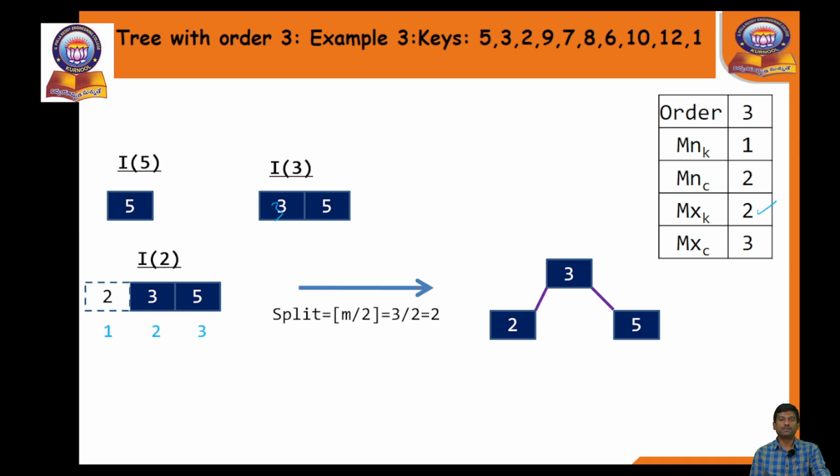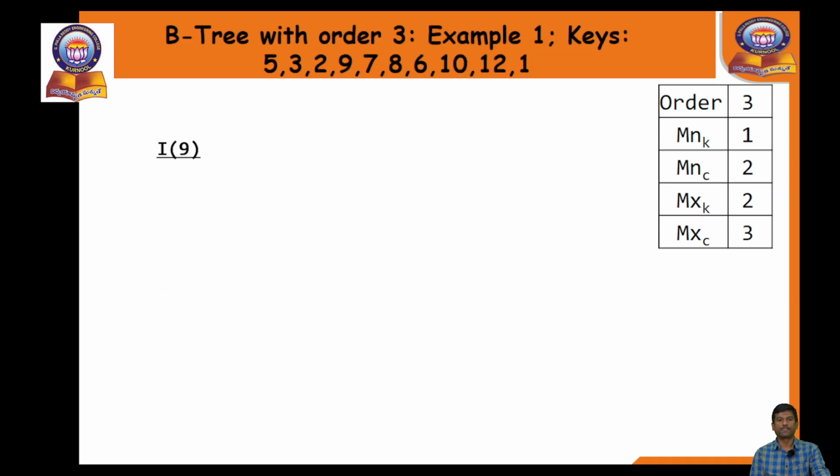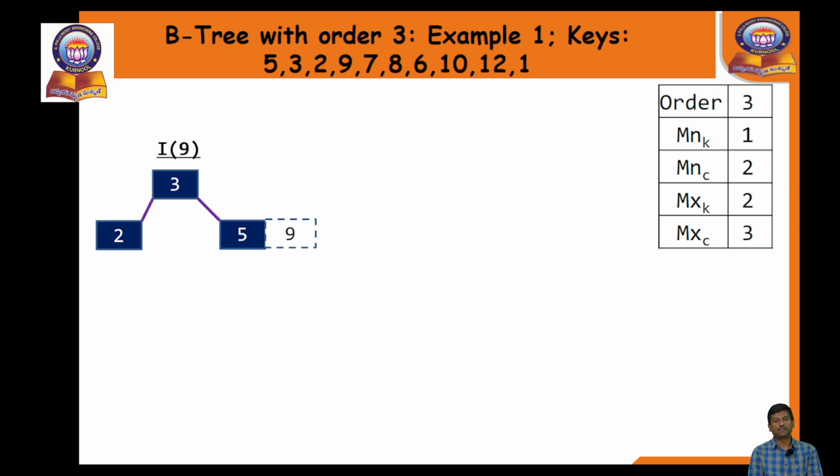Take the next key that has to be inserted, that is 9. When I take the key 9, it has to be stored to the right of the key 5, and check whether it allows the maximum allowable keys. What is the maximum allowable keys? That is equal to 2, and hence 9 is stored to the right of the key 5.